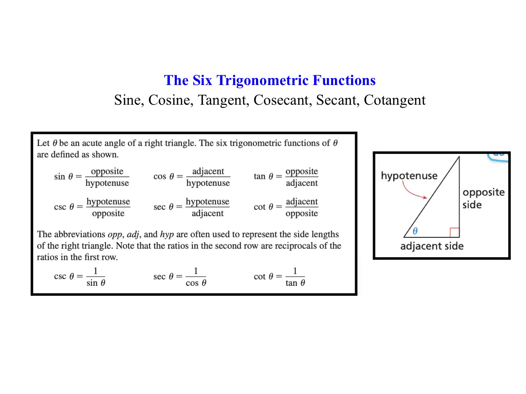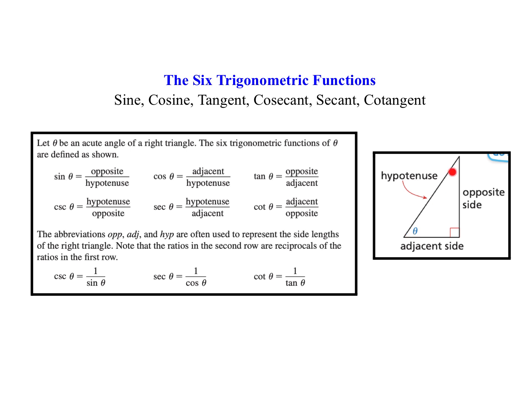All right, so there are 6 trigonometric functions that we are going to learn about this year, and those are sine, cosine, tangent, cosecant, secant, and cotangent. So all of these functions can be defined by the ratio of different sides of a right triangle.